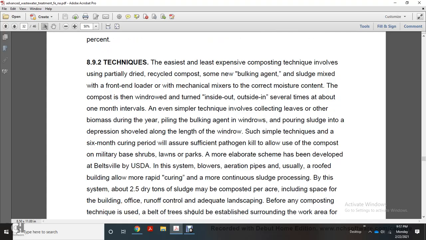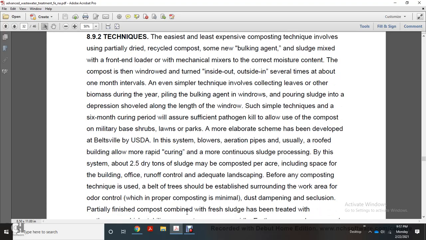A belt of trees should be established surrounding the work area for odor control. Proper composting odor is minimal. Dust dampening and seclusion.